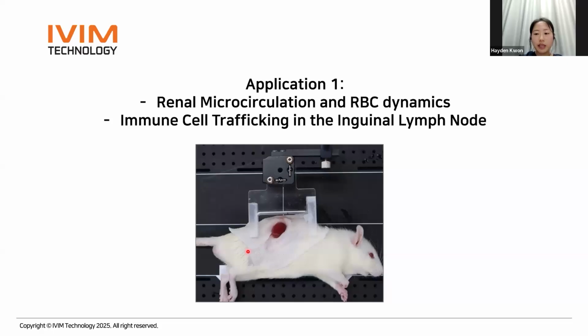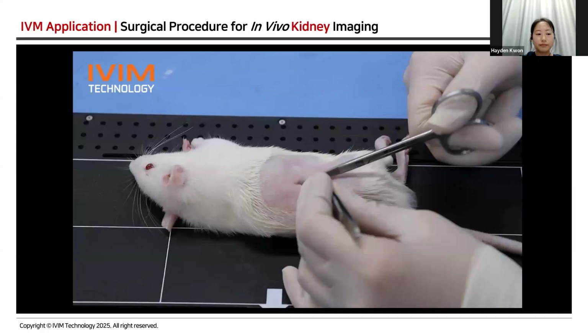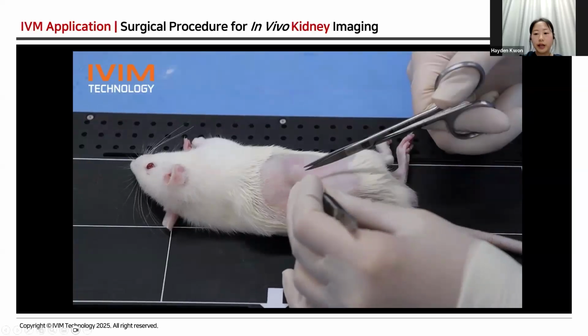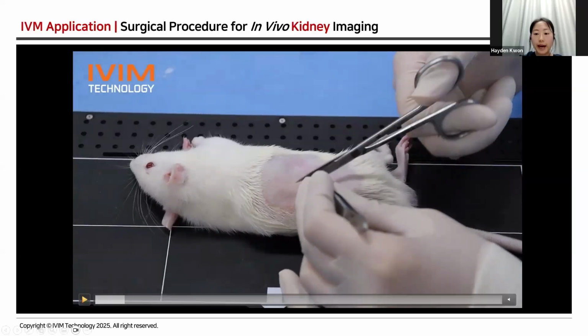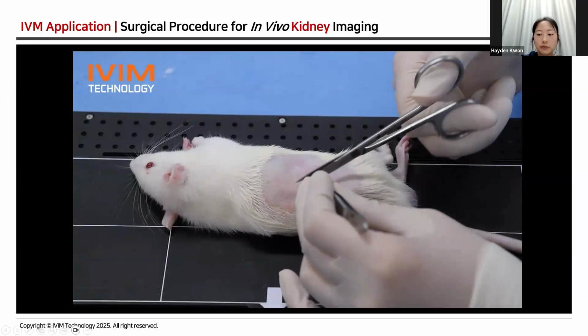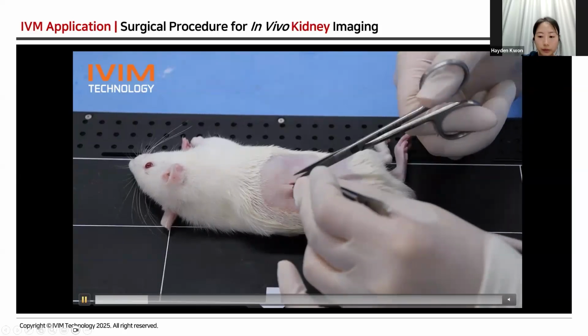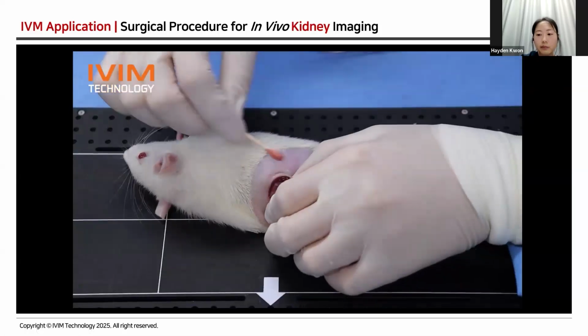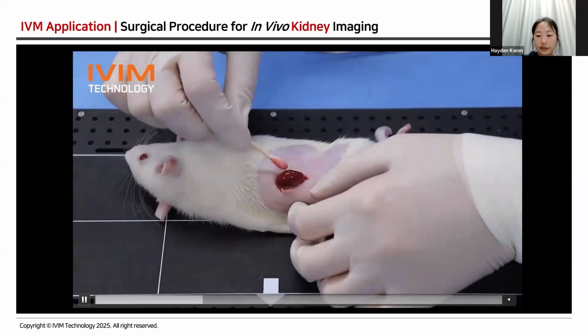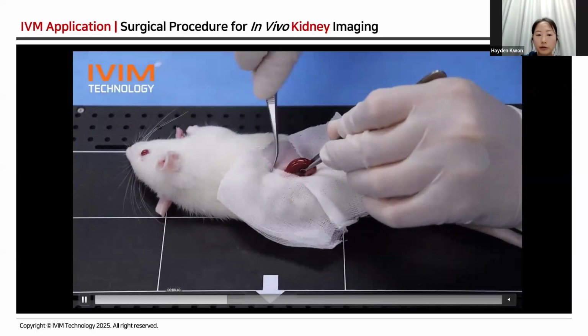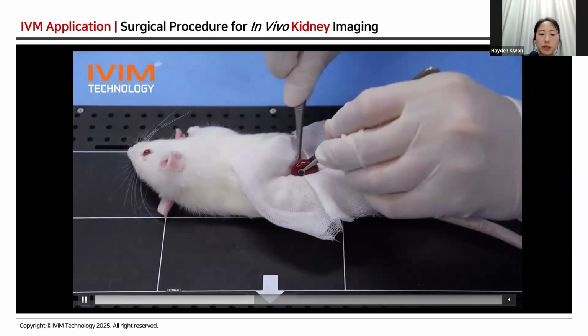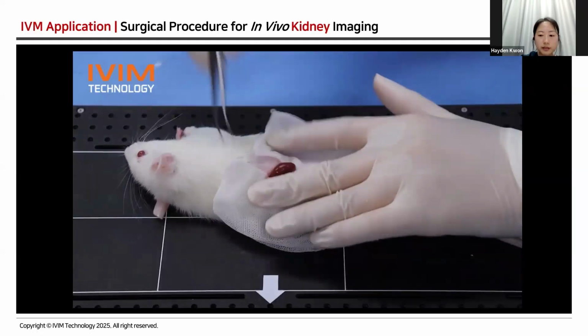First, let me briefly introduce a simple surgical technique we use to image a rat kidney and then show you some of the imaging results we have obtained. First, we carefully remove all the abdominal hair of the rat using a clipper followed by depilatory cream. Next, we make a small incision in the skin above the kidney to expose the organ and place a cover glass directly on the surface after mounting the kidney carefully without harming or disrupting it.